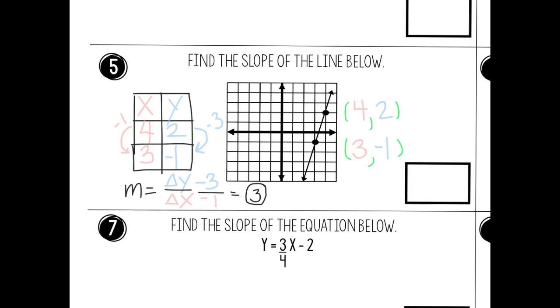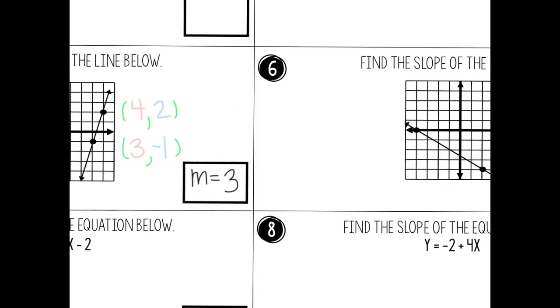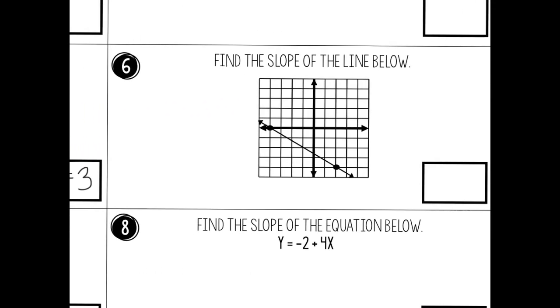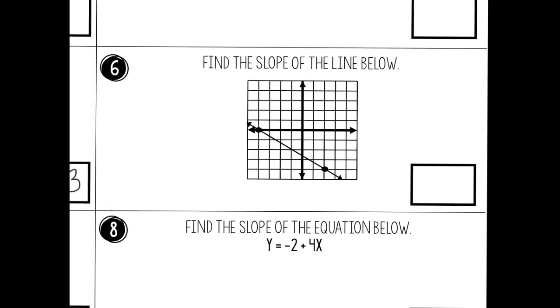So I'm going to go over to my answer rectangle over here and say m equals +3. Now there's another way to find slope from a graph that doesn't involve identifying the coordinates. We're going to practice that next. As we move over to 6, we're going to take a look at the points differently.